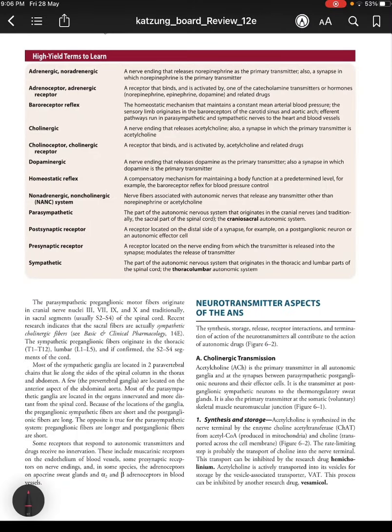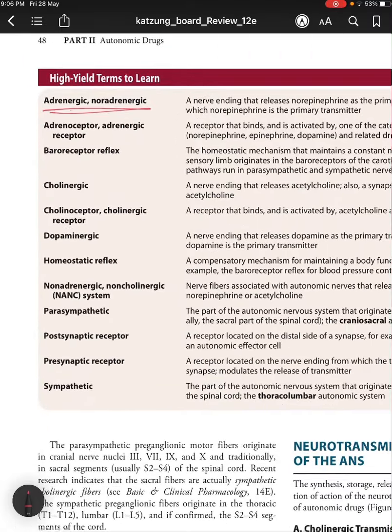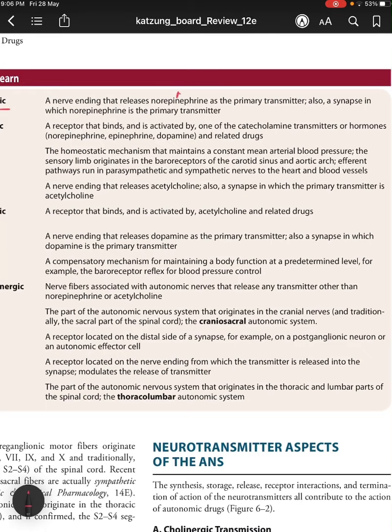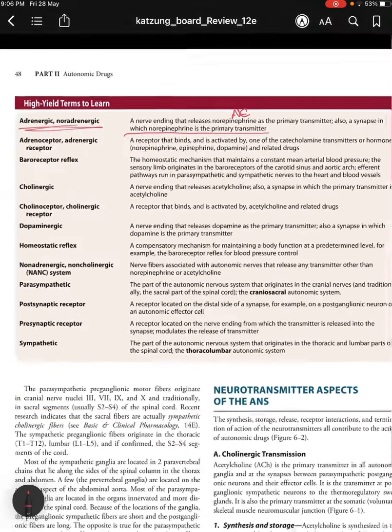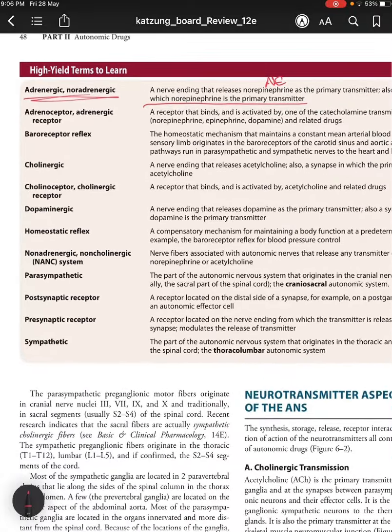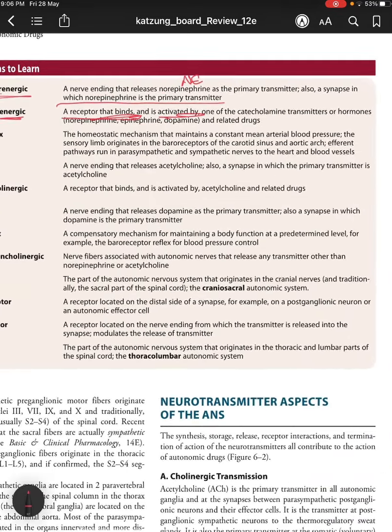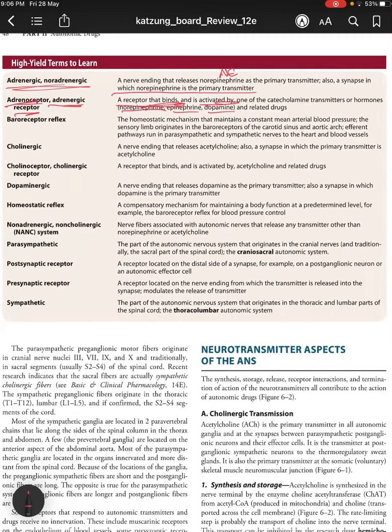So, we need to first learn some high yield terms, that is, first, adrenergic or noradrenergic. A nerve ending that releases norepinephrine as the primary transmitter, also a synapse in which norepinephrine is a primary transmitter. So then we have adrenoceptor or adrenergic receptor, and that is a receptor that binds and is activated by one of the catecholamine transmitters or hormones such as norepinephrine, epinephrine, and dopamine and related drugs.